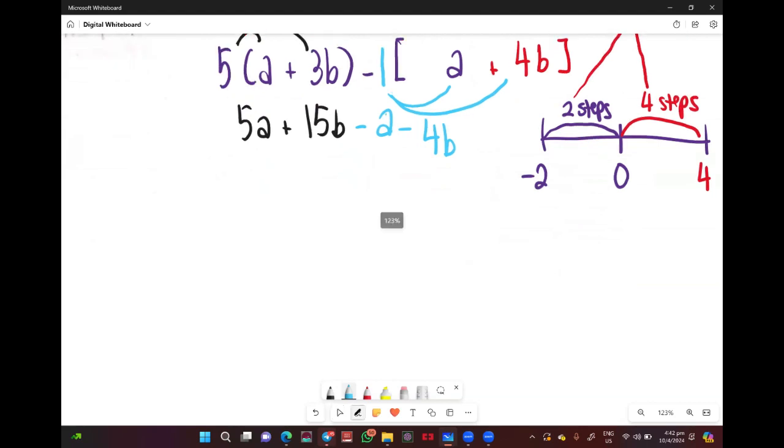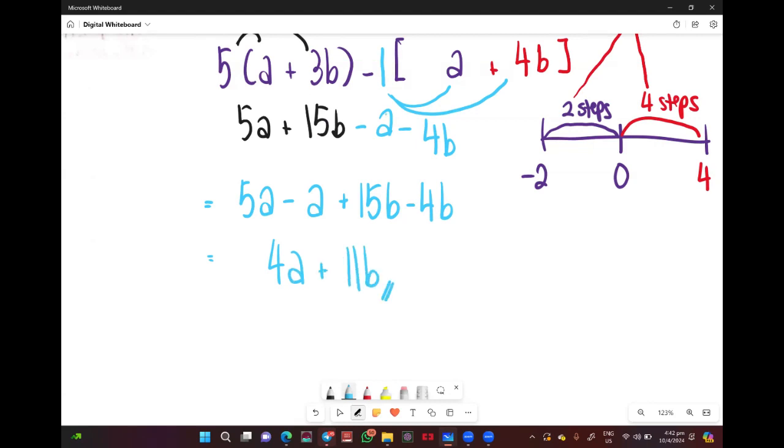All right, so then of course over here you will definitely have to group the a's together and the b's will be going together. Can you see that? This becomes 4a, 15b minus 4b, that becomes plus 11b, and therefore this is your answer for this question.